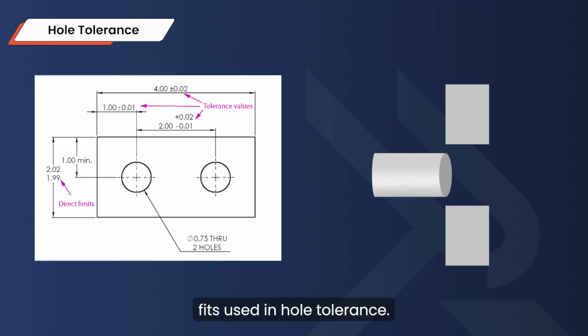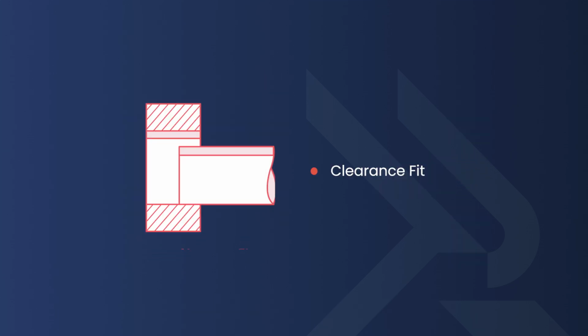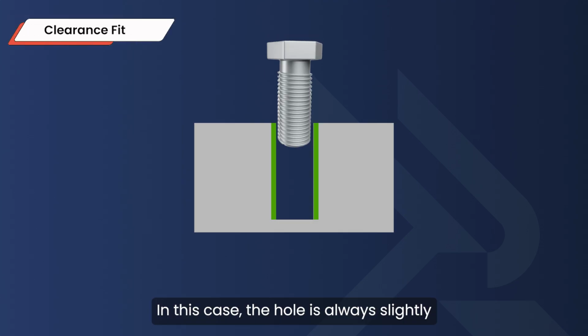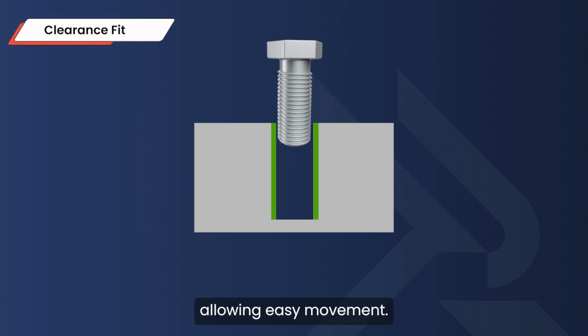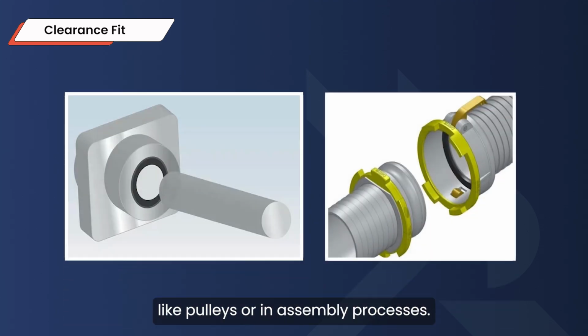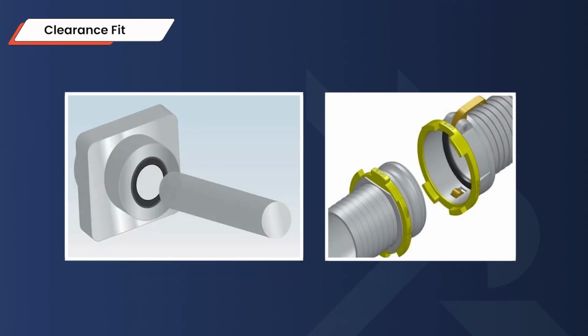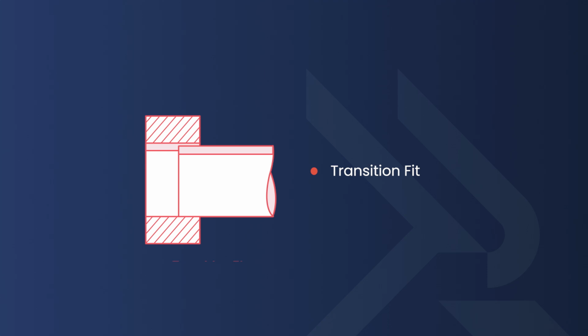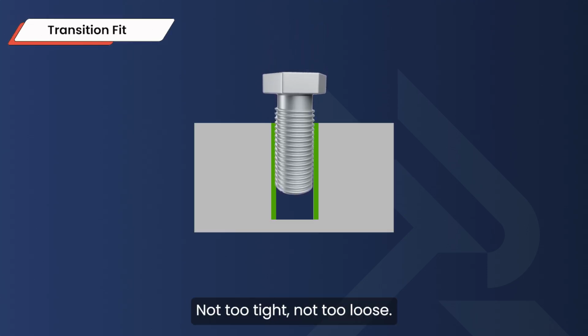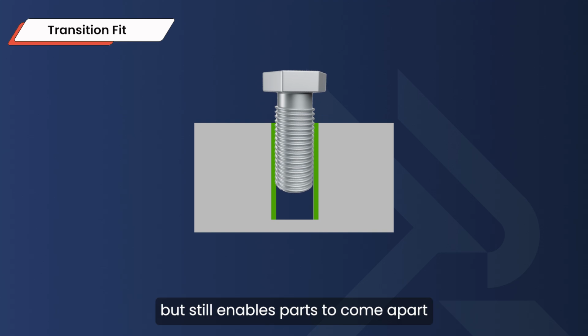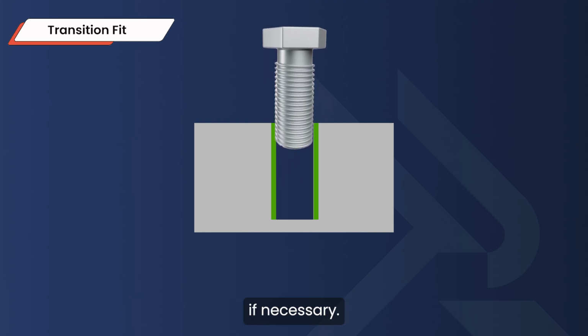There are 3 common fits used in hole tolerance. 1. Clearance fit. In this case, the hole is always slightly larger than the shaft or fastener, allowing easy movement. You'll see this in rotating parts like pulleys or in assembly processes. 2. Transition fit. This fit is right in the middle, not too tight, not too loose. It allows for some resistance during assembly, but still enables parts to come apart if necessary.